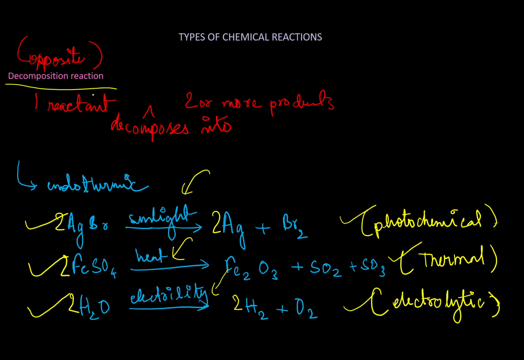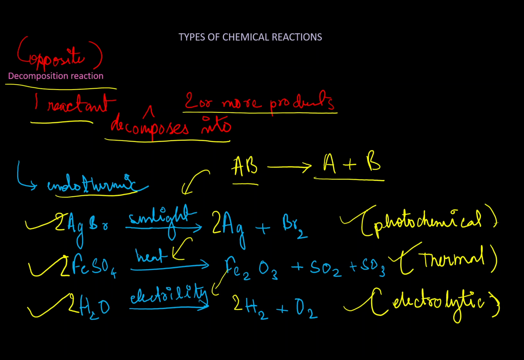These are endothermic, they decompose, that means from one reactant, which is AB, they become A and B. So you can see they're completely opposite to combination reactions. Here they take in heat. When they take in heat, that means they are endothermic, and in combination reactions heat is given out, that means it's exothermic. And here one reactant AB gives A plus B, two or more products, and in combination reaction we have A plus B, which gives AB.